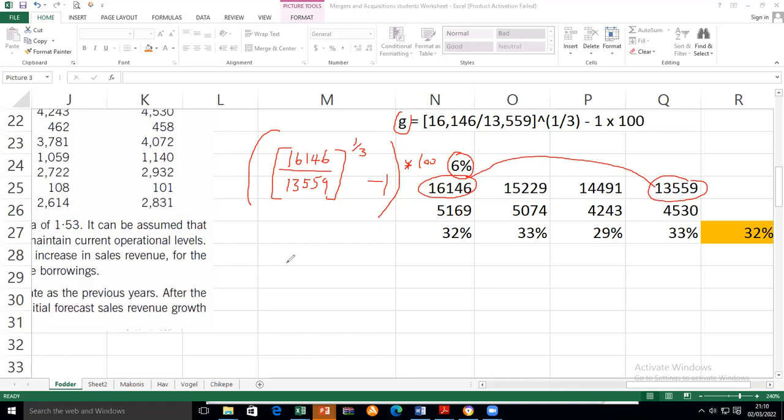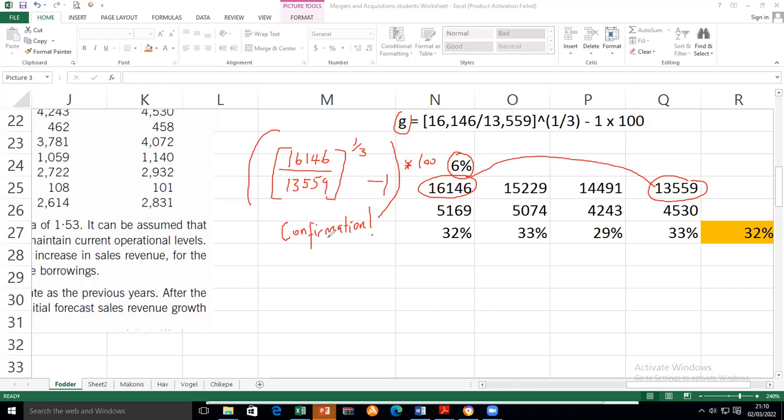Can somebody confirm that? Yes, the growth is 6%. Confirmation is very important. I'm told it's been confirmed. So we're going to grow our sales by 6% every year.